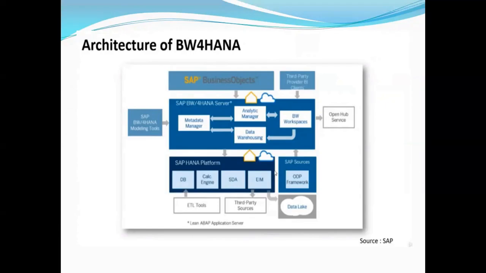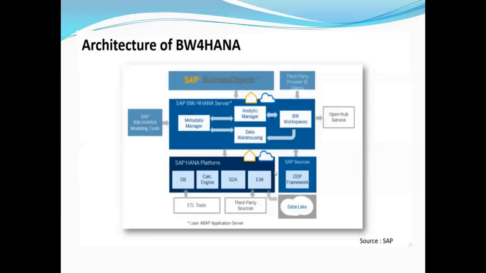You will have a new concept, the ODP framework, which was not there earlier. ODP is a kind of extractor, similar to the LO, logistics extractions, which were used in previous versions. But now BW supports only the ODP framework to extract data from an SAP system or S4 system. We will discuss this in a separate session. This is the part of your extractions basically.